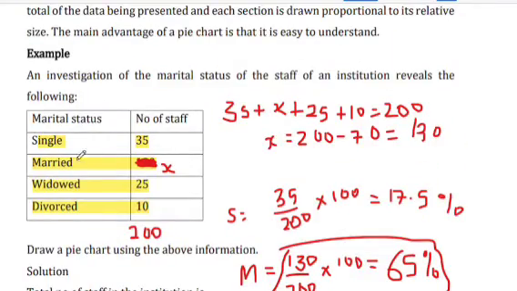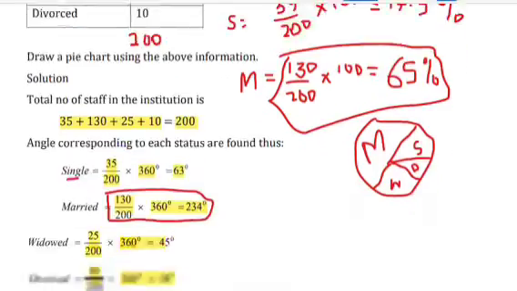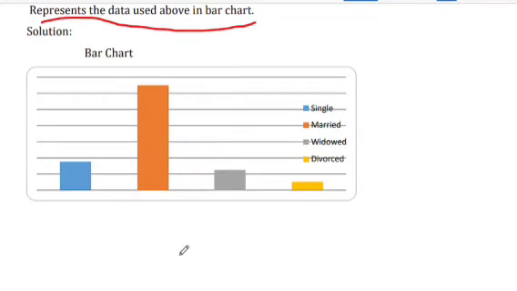Remember, single is what? 35. Married is 130. Let me just erase this and read that again. So you can see married is 130. Widow is 30. Divorced is 10. So they say we should represent this information on a simple bar chart. So on that simple bar chart, look at these lines. This line represents 0. This one represents 10. This is 20, 30, 40, 50, 60, 70.